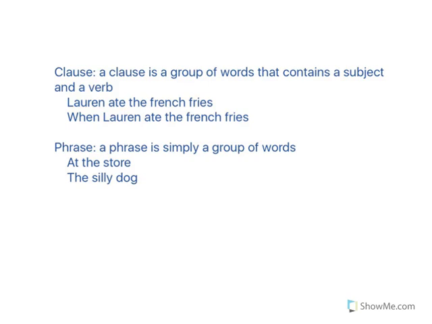On the other hand, a phrase is simply a group of words. A phrase doesn't have to have both a subject and a verb. An example of a phrase would be, at the store. That does not have a verb. There's no action being completed by the subject. Another phrase is the silly dog. Again, there's no verb. There's no action being completed by dog. It's just a group of words. So, in this way, a phrase is different than a clause because a clause does have to have both a subject and a verb, whether or not it has to make complete sense or be a complete sentence.